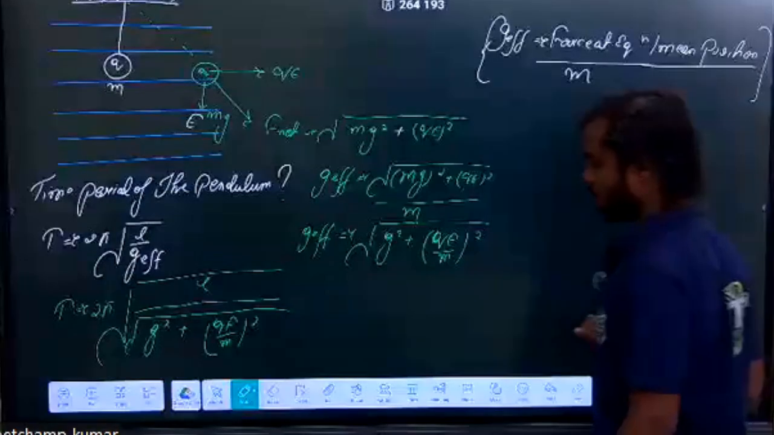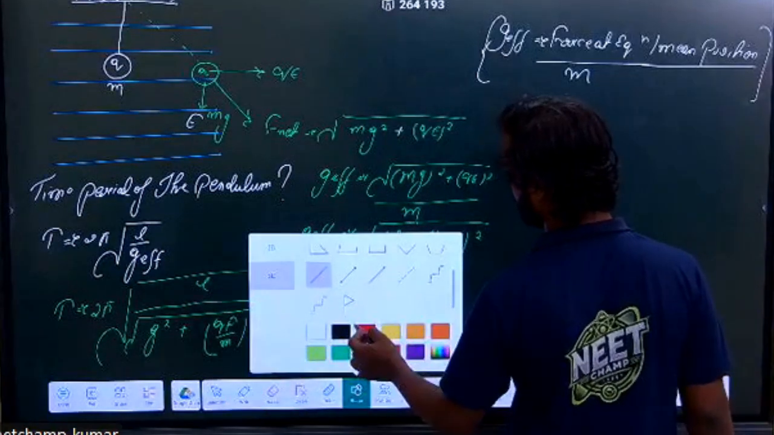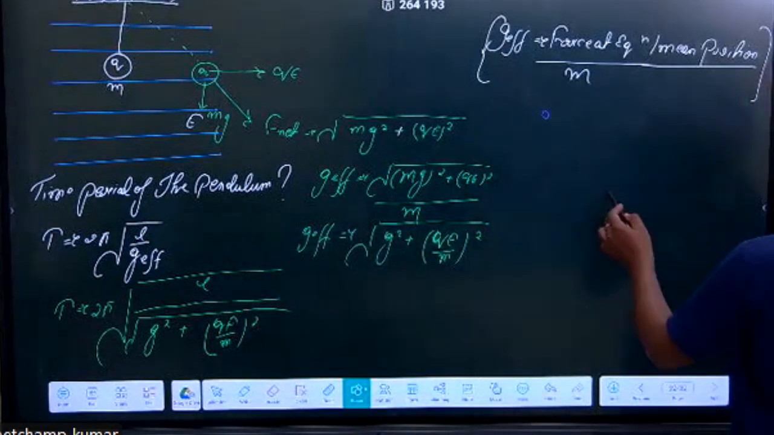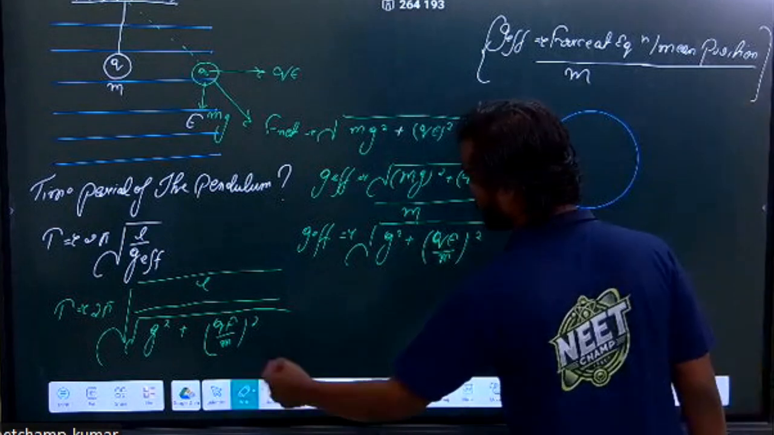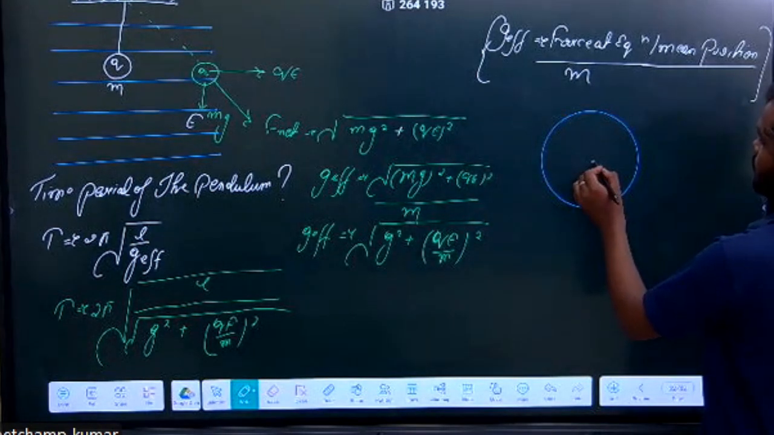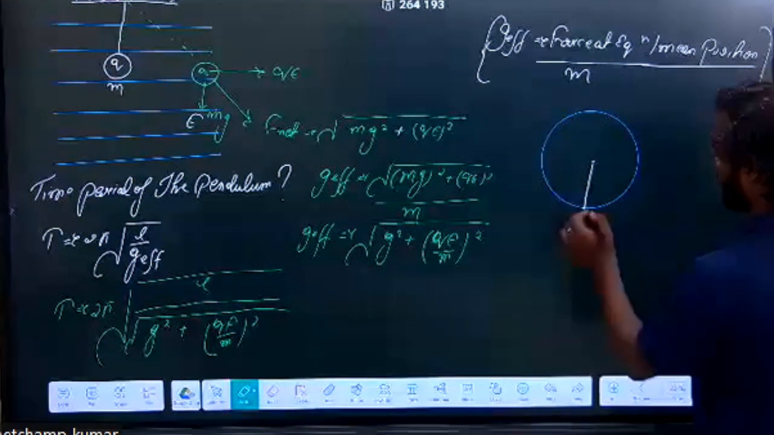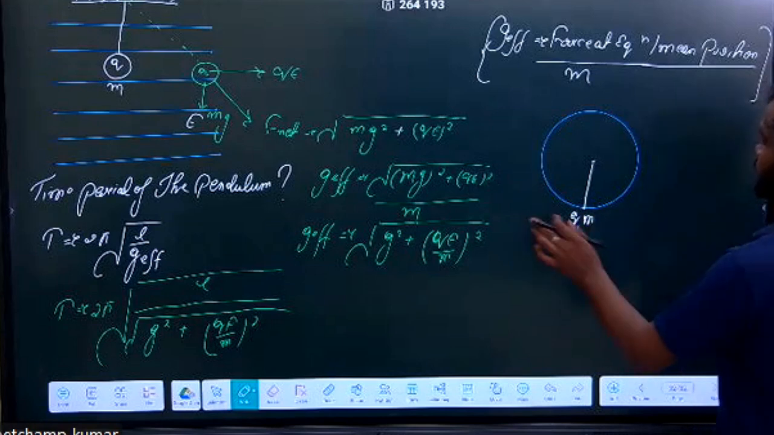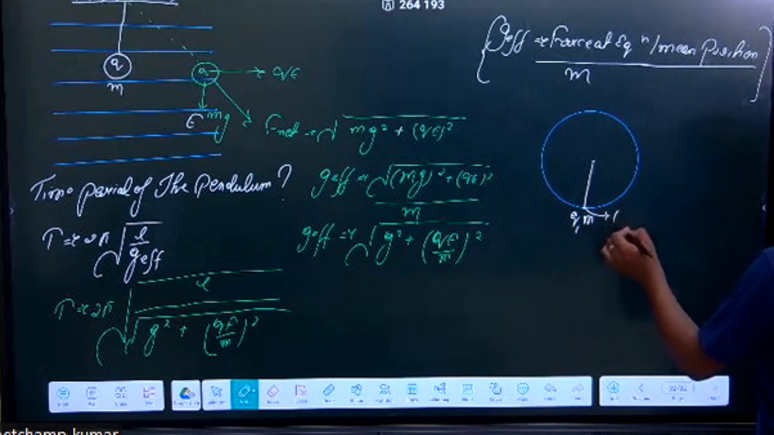Let me ask, if you remember, there is one very famous question. Suppose I have a circle. I have a circular arc or some circular path, and I hope you remember this question. There is one string, and we keep one particle. It has mass m and charge q. There is no electric field. If I have to move this particle in the circle, what is the minimum velocity we require?